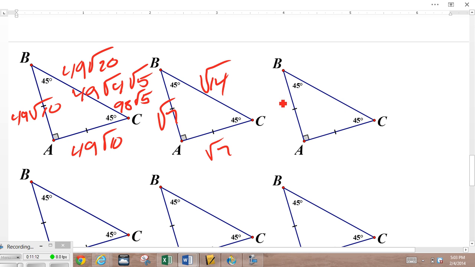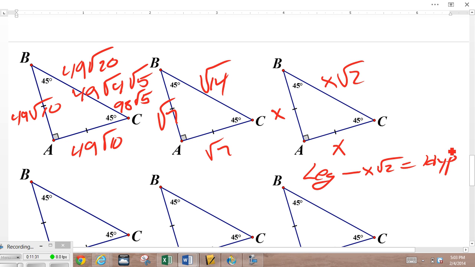So in any 45, 45, 90, x, x, x times the root of 2. Give them the leg, multiply by the root of 2, and you got the hypotenuse. The next video, we'll go the other direction. We'll go from the hypotenuse to the leg. Okay? So there you go.